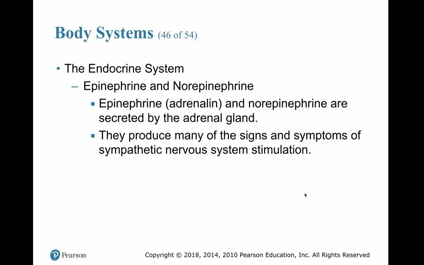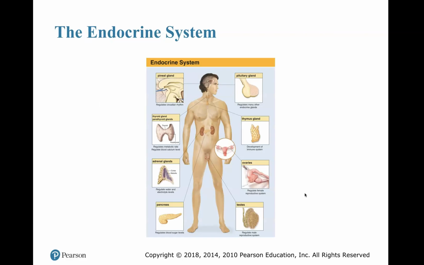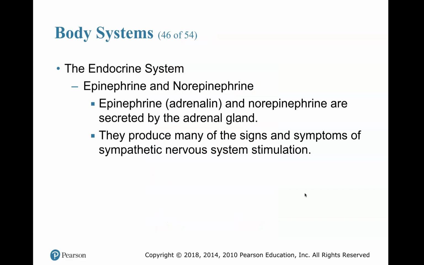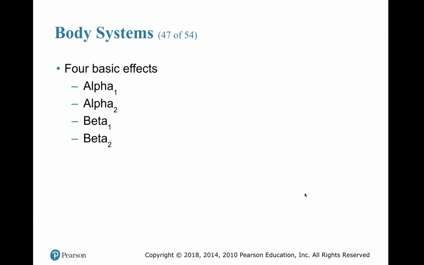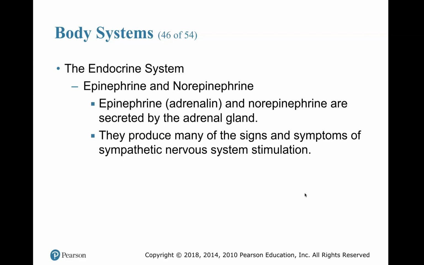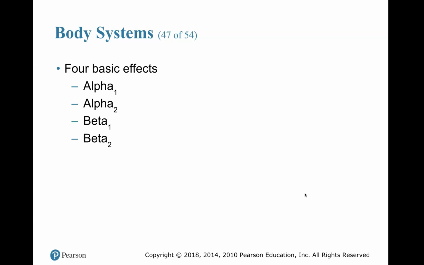Okay, epinephrine and norepinephrine are given off by the endocrine system. Epinephrine, which is adrenaline, and norepinephrine are secreted by the adrenal glands. If you go back here and look, the adrenal glands sit on top of the kidneys. They produce many of the signs and symptoms of sympathetic nervous system stimulation. So let me let you read that again. They produce many signs and symptoms of sympathetic nervous system stimulation. The 4 basic effects are alpha 1, alpha 2, beta 1, and beta 2.